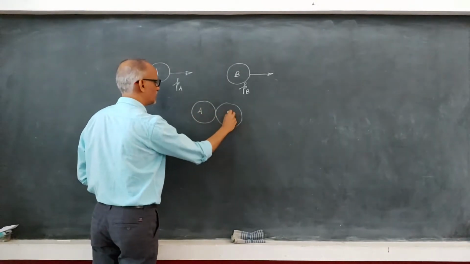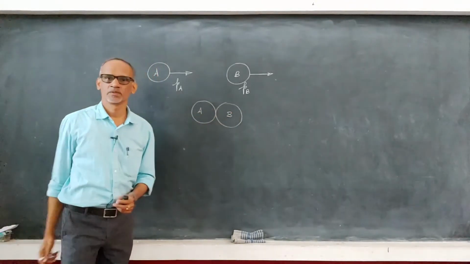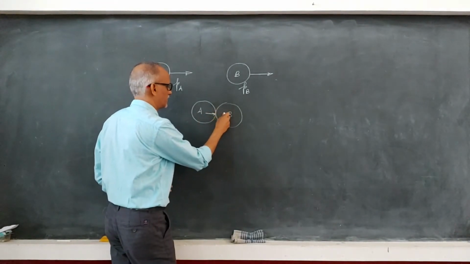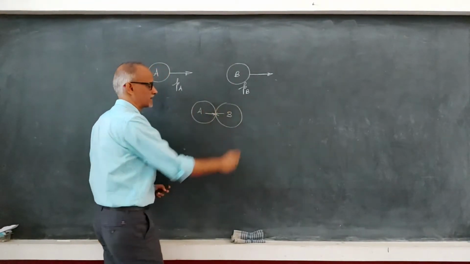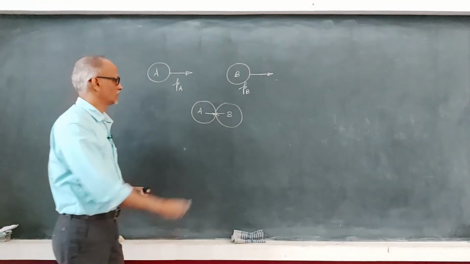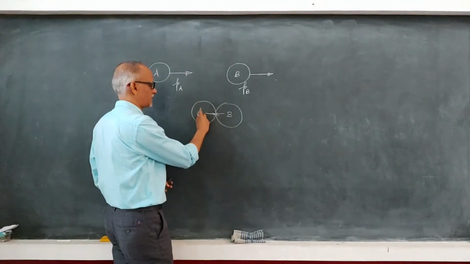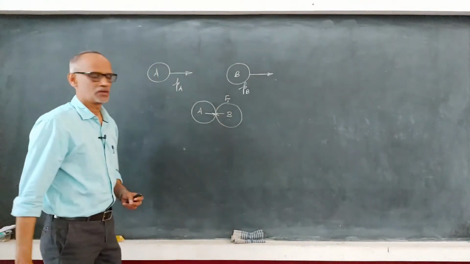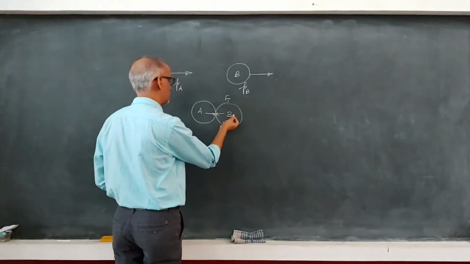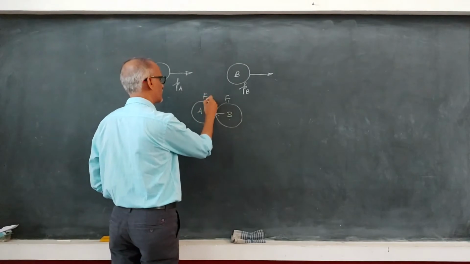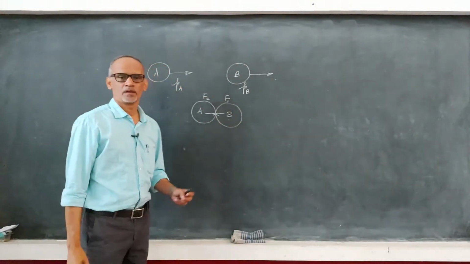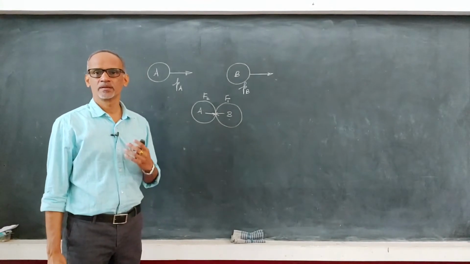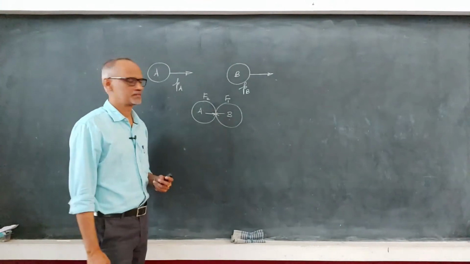So a collision takes place between the two, and when they collide, they exert force on one another. The force exerted by A on B, I'm going to write it as F1. The force exerted by B on A, I'm going to write it as F2. These two forces are equal and opposite. They obey Newton's third law of motion.